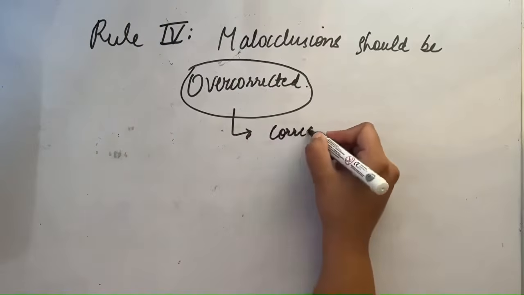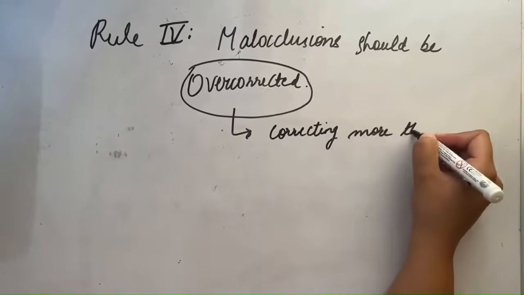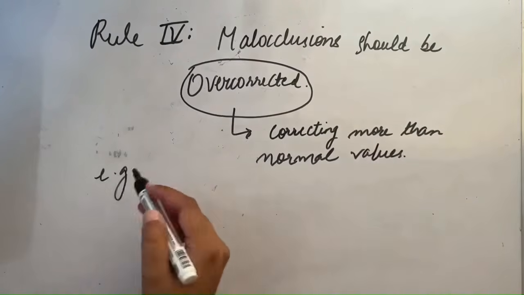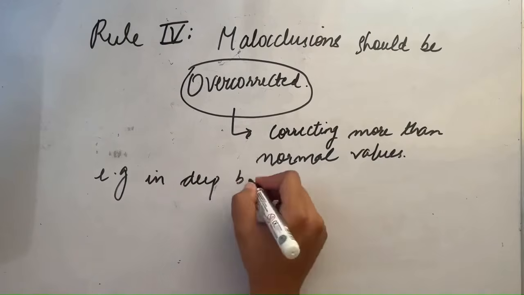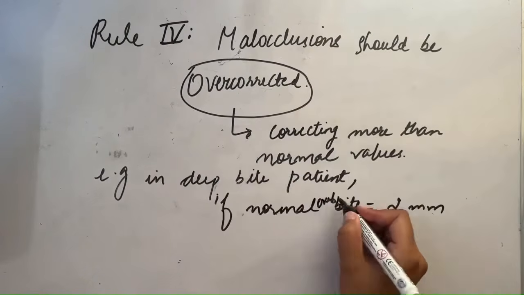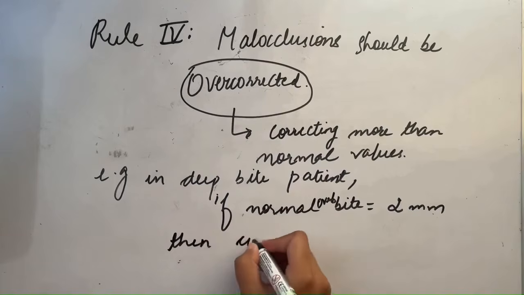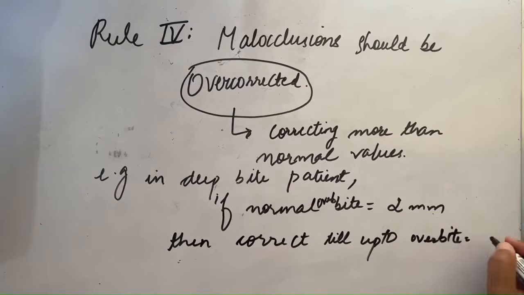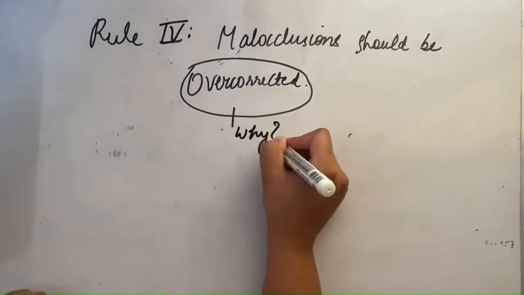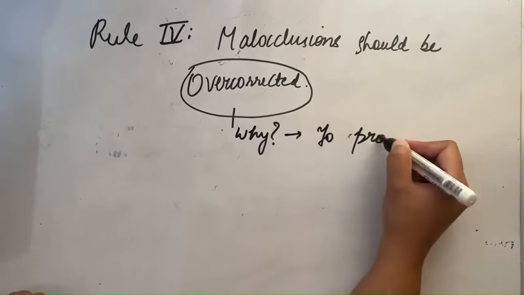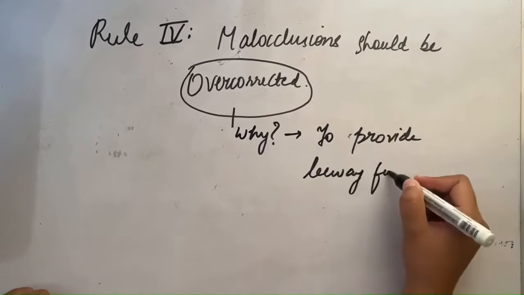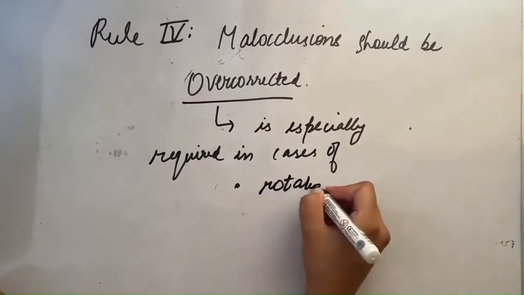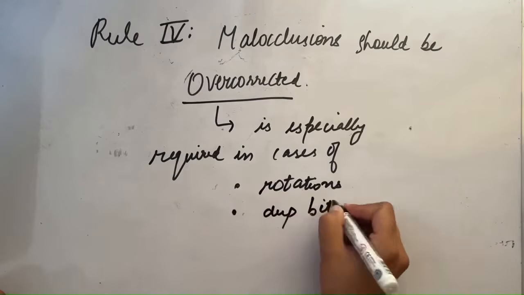Now rule number 4: malocclusion should be overcorrected. Now what does overcorrection mean? Overcorrection is when we correct the malocclusion more than the normal value. To understand better, take an example of cases like deep bite cases. In such cases, we will correct the malocclusion till the overbite is 1 mm, which is overcorrection, as the normal overbite is 2 mm. Now, why is overcorrection even required? The answer is to give some leeway for the slight amount of relapse which is inevitable. This amount of relapse is one which is going to occur. Overcorrection is required especially in cases with rotations and deep bite.